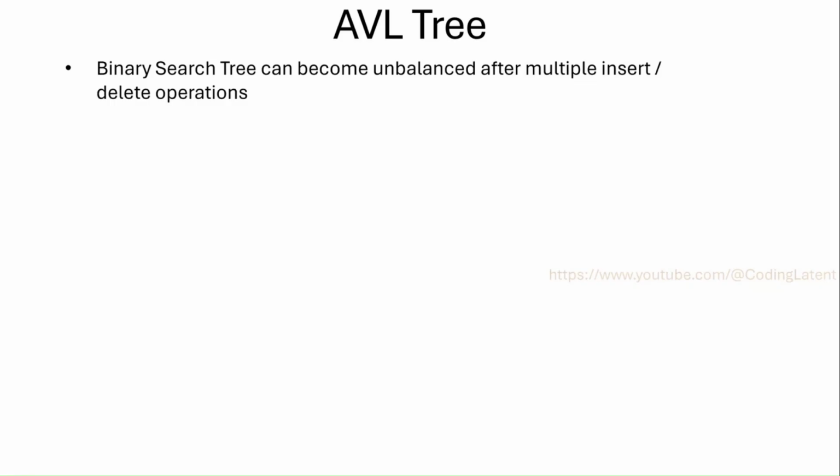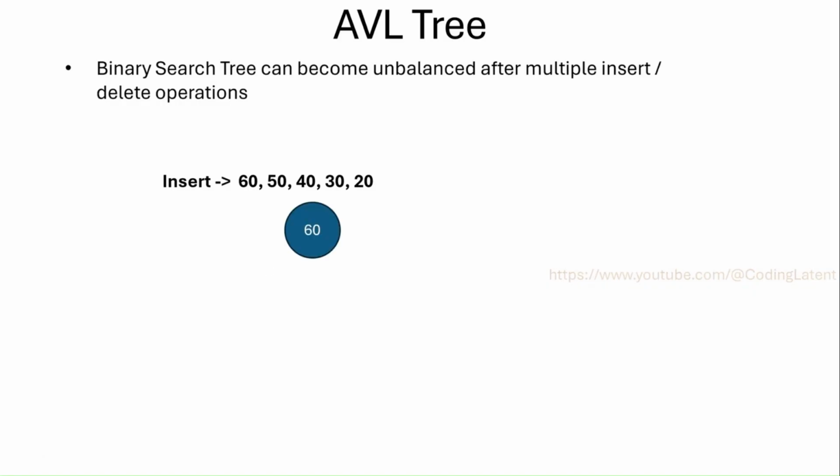But there is a problem with the binary search tree. A binary search tree can become unbalanced after multiple insert or delete operations. So based on the insertion and deletion order, the binary search tree can become unbalanced. Let's understand how. Let's say we are inserting these values in this order into a binary search tree. So the binary search tree will look like this.